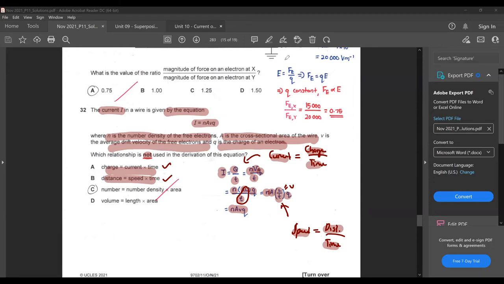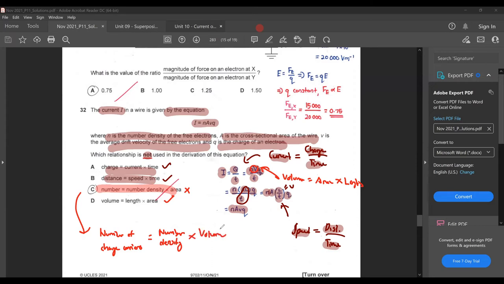And then after that we also use volume, where we say that volume is area times length, which is shown over here. The only thing we never use is C, where we say number is number density times area. This is actually wrong. The correct relation that was supposed to have been used was this: number of charge carriers is equal to number density times volume. Not area. The one thing that is wrong here is area. It should have been volume, but they say it's area.